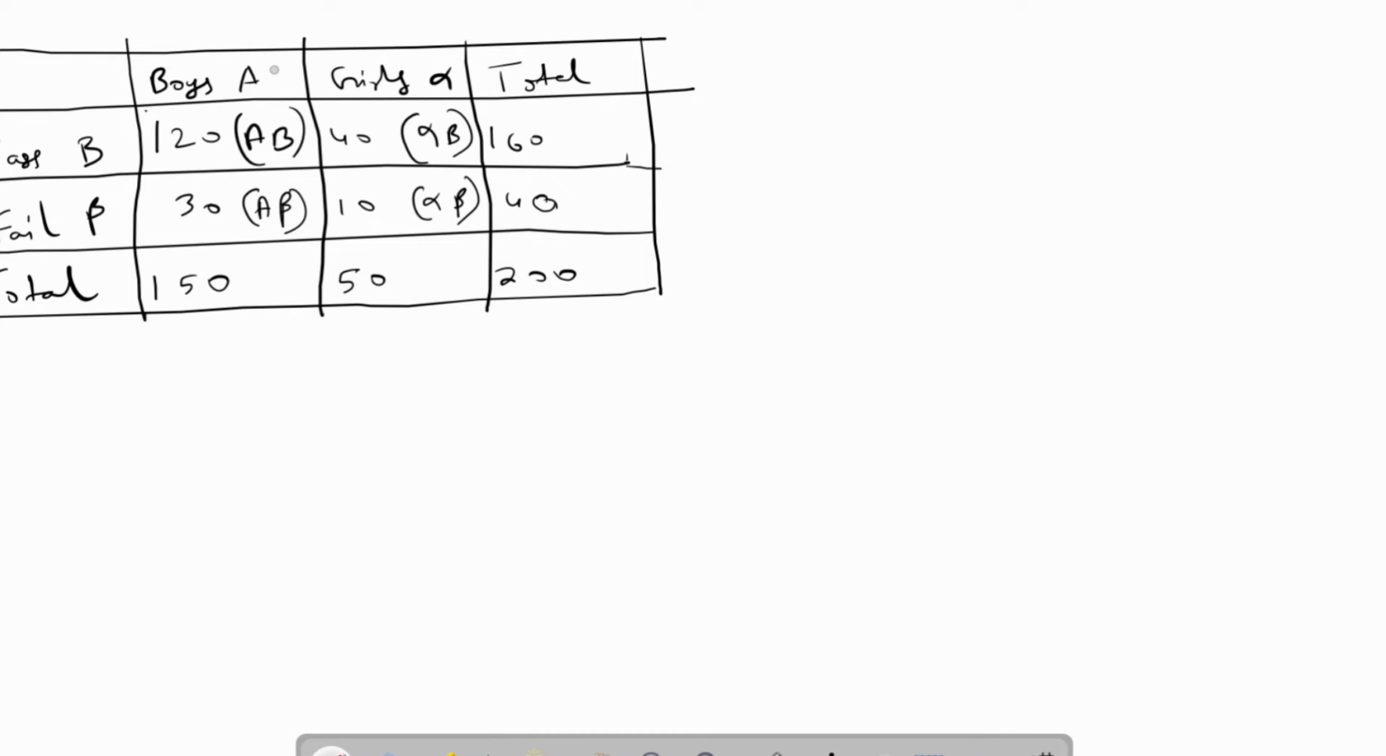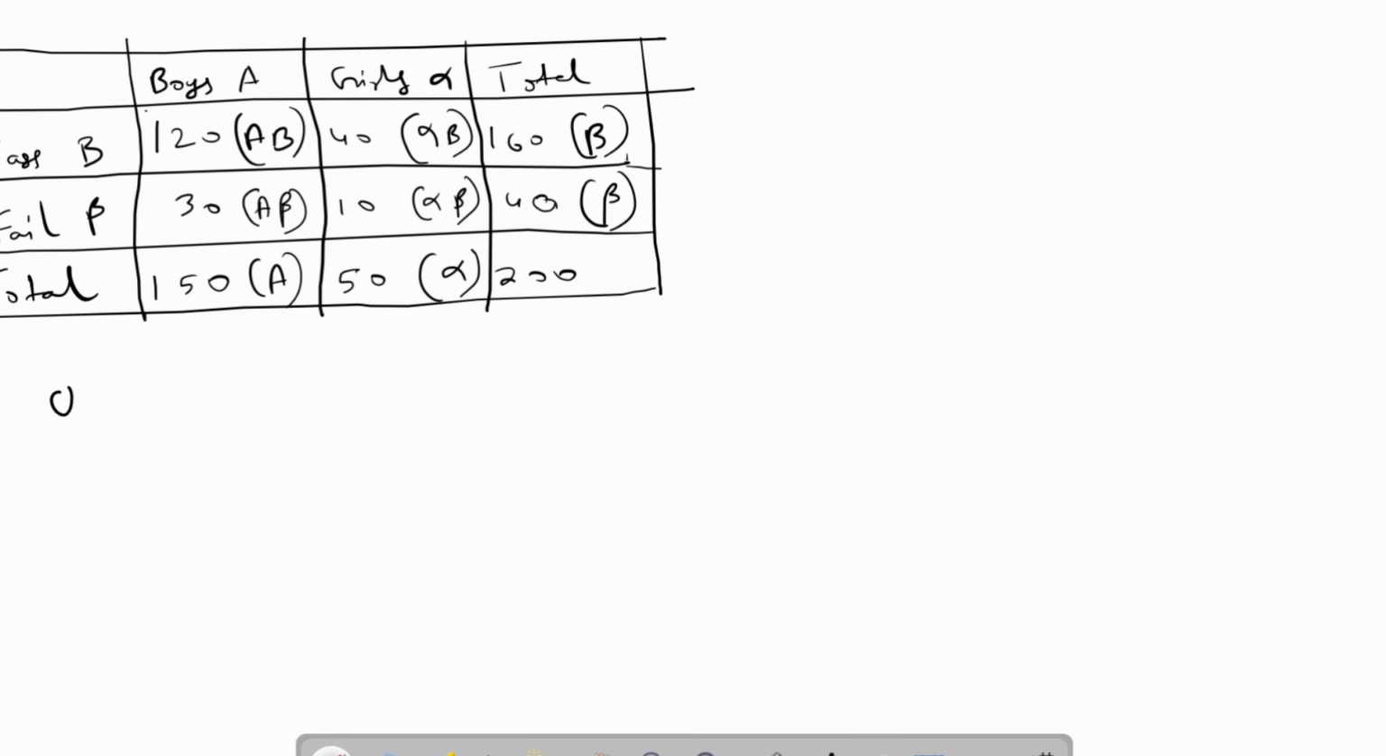The total number of boys who have either passed or failed is 150. So this one represents the entire A. Next, this one, girls, whether they have passed or failed, both. So this is alpha, the total. Here it is B, the number of passed candidates, boys and girls. So this is your B, and this is your failures, boys and girls. So this is your beta. Now, what is the formula here?